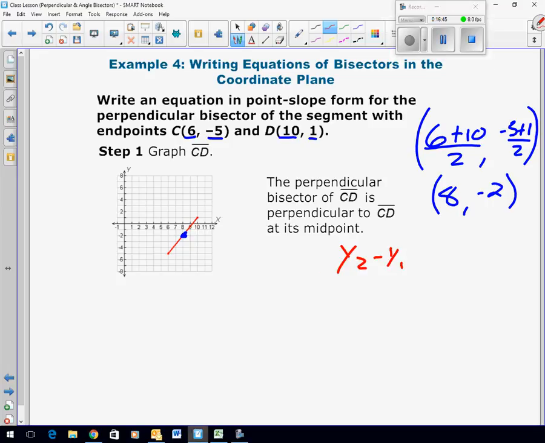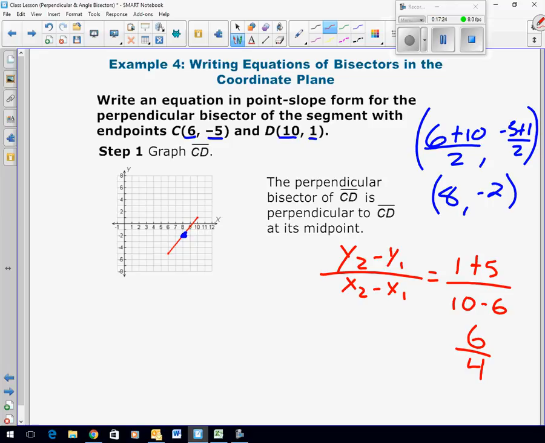Number 2, find the slope of CD. Y2 minus Y1 over X2 minus X1. Y2, which is 1, minus Y1, which is negative 5. Whenever I have 1 minus negative 5, what does that become? Big plus, so you get 6. 1 plus 5 over X2, which is 10, minus X1, which is 6. This is 6 over 4, correct? That is the slope of CD.